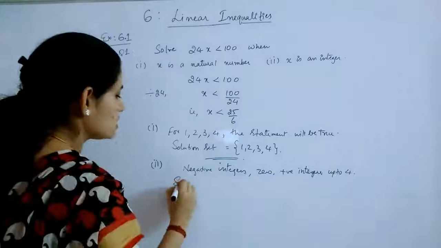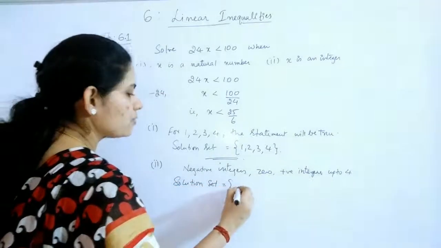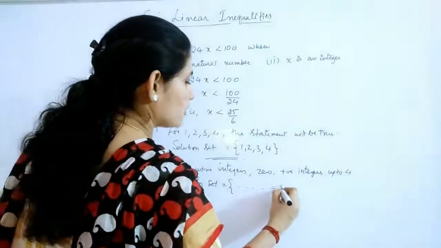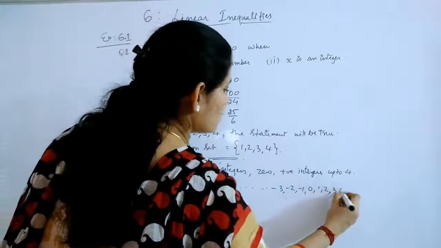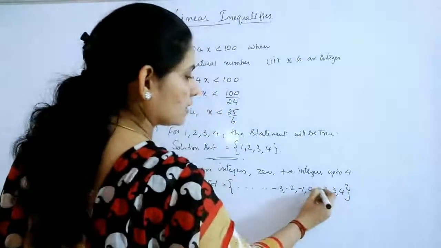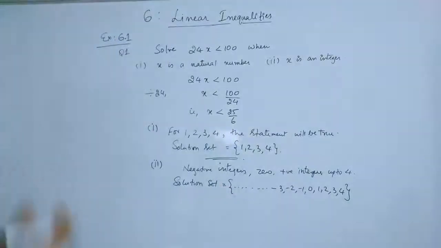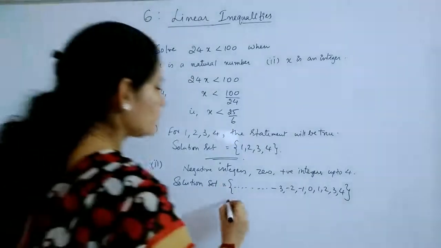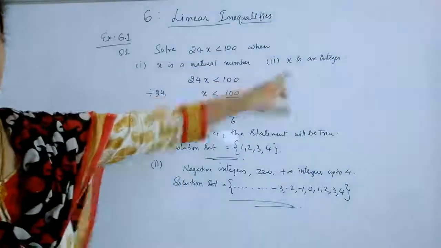So for the second case, the solution set is different and it starts from negatives. You can just say minus 3, minus 2, minus 1, 0, 1, 2, 3, 4, and it will end here. But for the negative values, you can take any negative integer. So the solution is differing according to what is asked in the question.